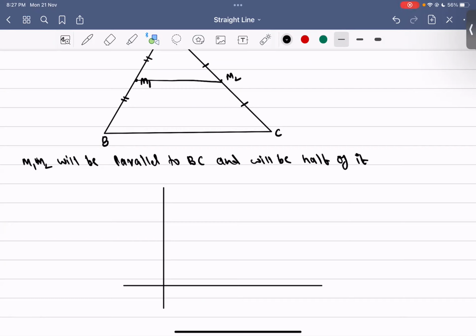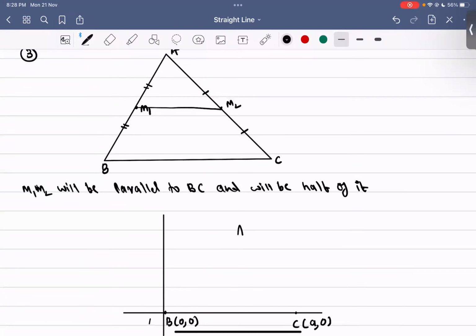For that, I will take B as the origin. Yes or no? You take this vertex B as 0, 0, and you take C on the x-axis itself, say a, 0. Okay? And the other vertex A, you take in the first quadrant. I will not give the complete proof. You can prove it by yourself. Then you find the midpoints M1 and M2.